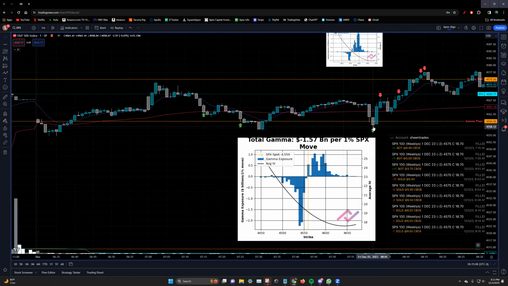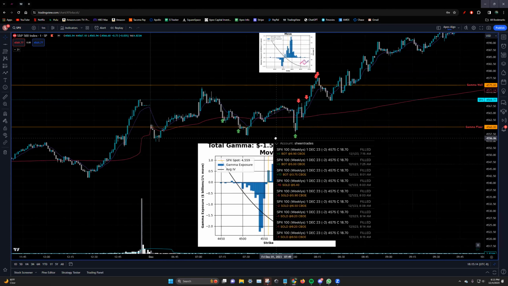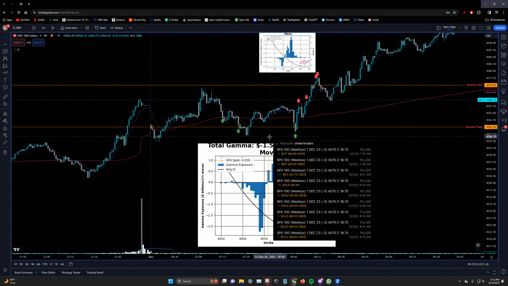The thing that I was watching for, and why I took these add-ins, is once again at the 60 level is the gamma floor, right? This was the floor for the day, as you can tell right here. And that's pretty much what I was watching for, and that's why I took the entry right at 60.